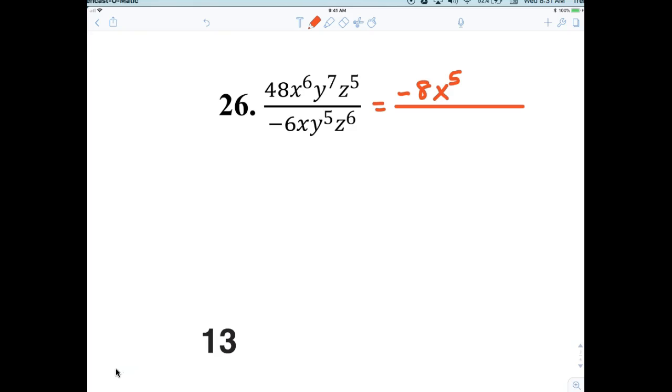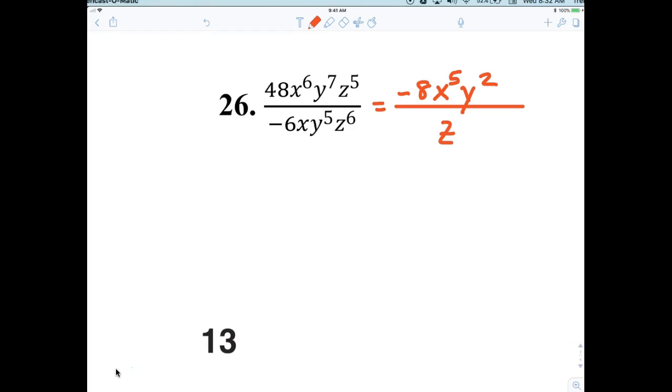How many y's on the top? 7. How many on the bottom? 5. So we cross out how many? 5. So I'm left with y squared. That's how simple. We're getting it down for everybody else, not just you. How many z's on the top? 5. How many on the bottom? 6. So I cross out 5, and I'm left with what? 1, on the bottom. Now, you are correct saying z to the -1.